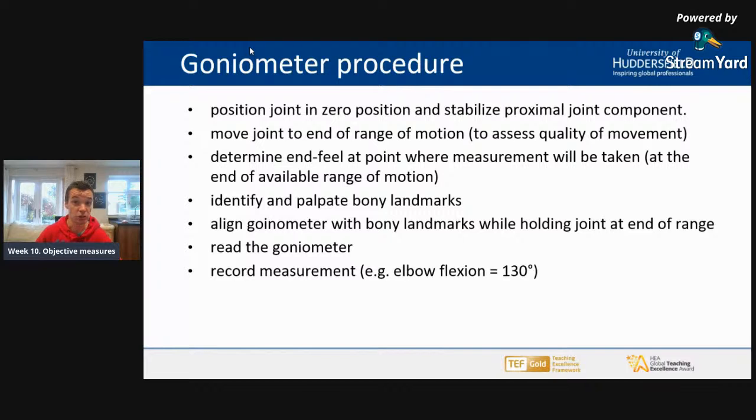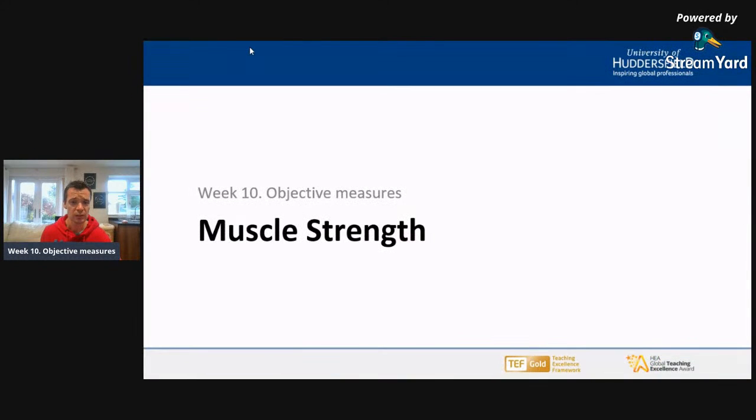And again, you're just aligning the arms on a standard goniometer, or the electrodes on an electrogoniometer, to essentially get your axis point, and ultimately it's the angle, the difference between the two axis points there.